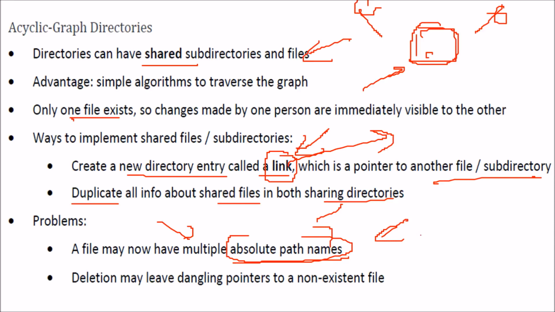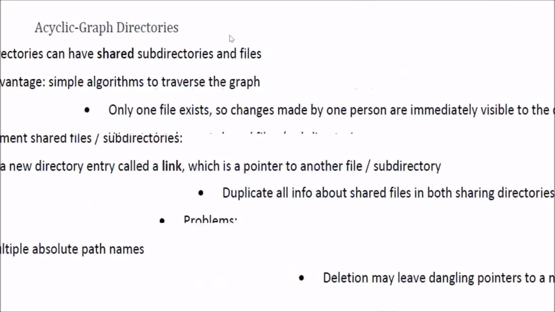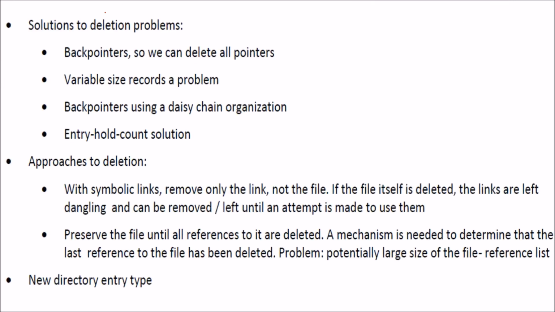And deletion may leave some dangling pointers to a non-existent file. This is pointing, this is pointing, this is pointing. If I delete it, all these may be dangling. If I have deleted this, this pointer may not be there, but that pointer may be pointing to something which is not there. How to solve this deletion problem? We can have back pointers. We need to delete all the pointers. We don't want any dangling pointers. And we can have variable size records.